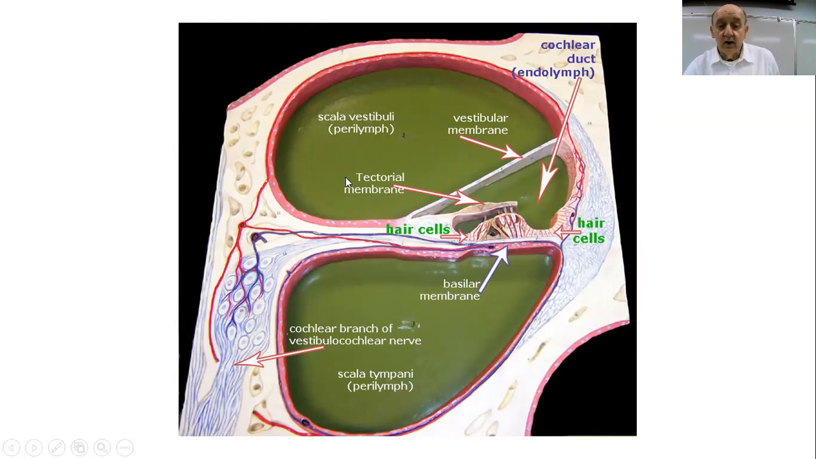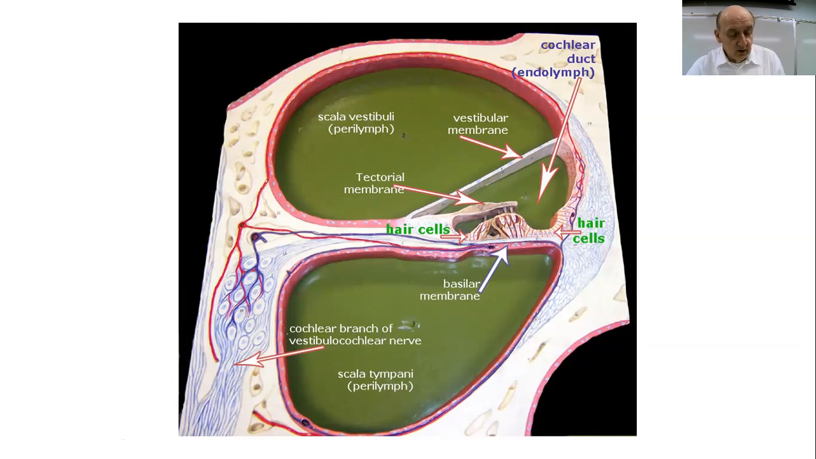The pressure waves are tapped into the liquid of the scala vestibuli. Pressure waves are rushing through this chamber and exiting the cochlea through the scala tympani. So the scala tympani leads the pressure waves out of the cochlea. To create hearing-related nerve impulses, we need the structures inside the cochlear duct.